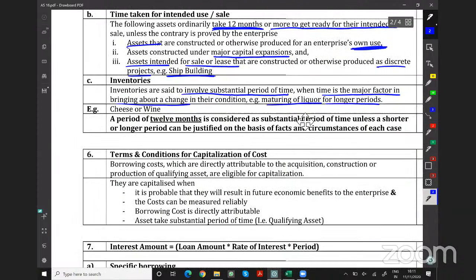A period of 12 months is considered as a substantial period of time unless a shorter or a longer period can be justified on the basis of facts and circumstances of each case. So I've told you normal, see, in case of 10 months also we can say it is a substantial period of time. It is not necessary that 12 months is considered as a substantial period of time. Please keep this thing in mind.